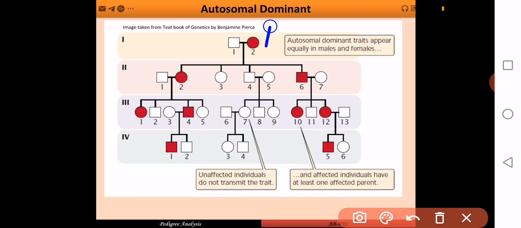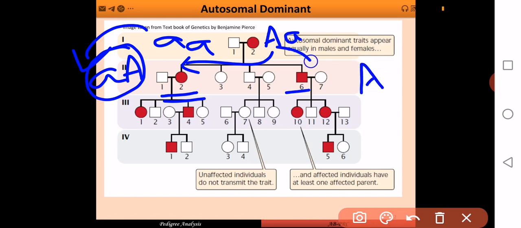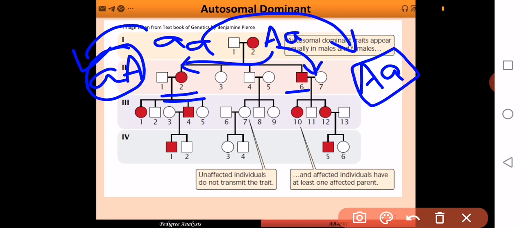Okay, so suppose this is capital A, at least one capital A is present, and definitely here it is small a in this individual. So suppose you consider this individual 2, what will be the genetic status? There should be at least one capital A, which will be contributed by the mother, and a small a will be contributed by the father. So it is possible that this individual has one capital A. And when we look at this individual, again in the same way, the capital A will be contributed by the mother, and the small a will be contributed by the father. So it is possible to have an affected son and daughter.